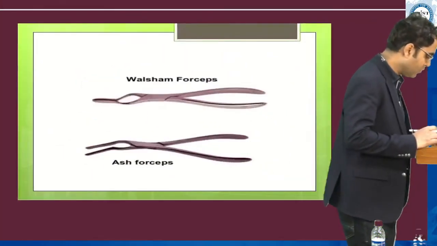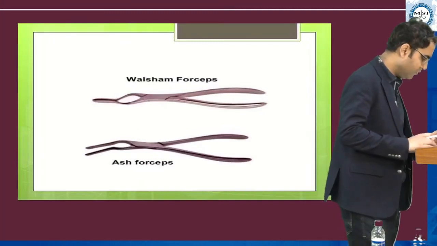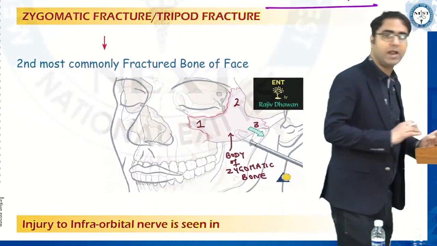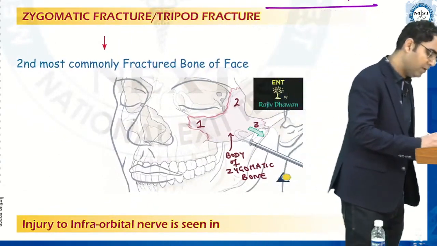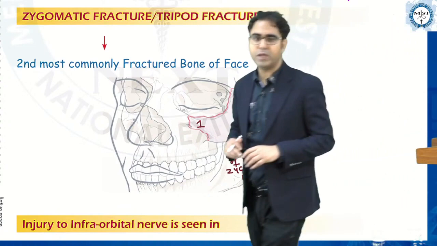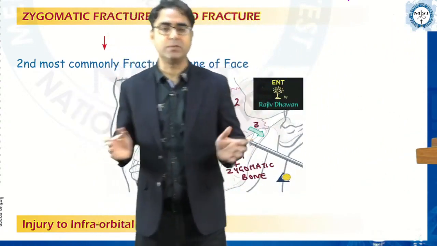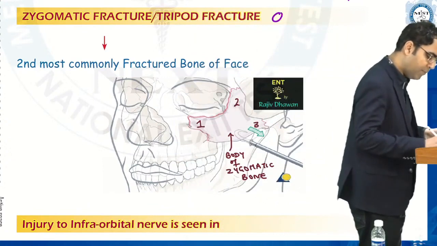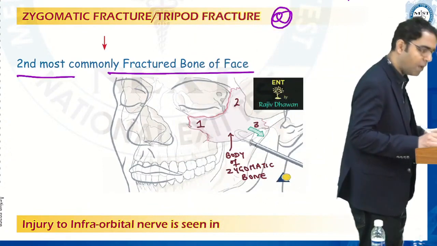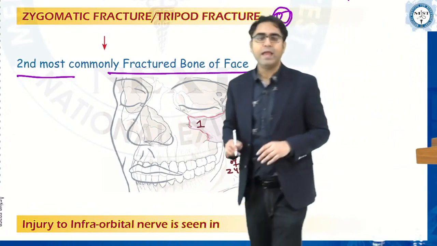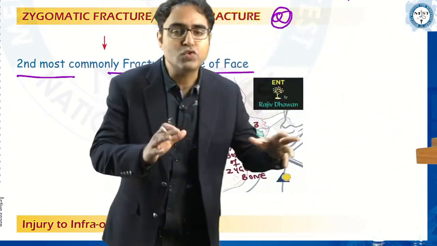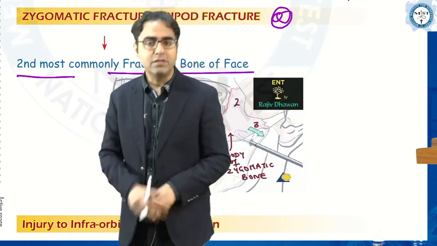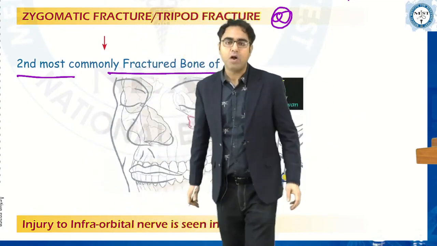Okay, let us go further now. Next one is zygomatic fracture or tripod fracture. Next topic, beta. Everybody open up now. Zygomatic fracture or tripod fracture. Tripod fracture, zygomatic fracture. It is the second most commonly fractured bone of the face, beta. Everybody, can you tell me what is the most commonly fractured bone of the face? Nasal bone. But second most common is the zygomatic fracture or tripod fracture.